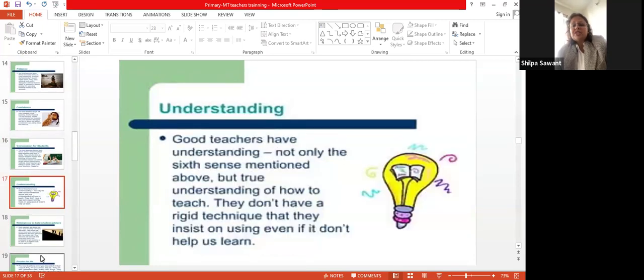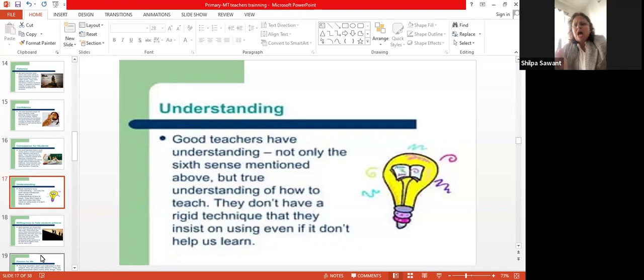Understanding. Good teachers have understanding. Understanding means what? Some of the students are extremely quiet. Some of the students are extremely hyper. I always tell my teachers, when you enter the class, I require only 1 minute for you to observe the class.